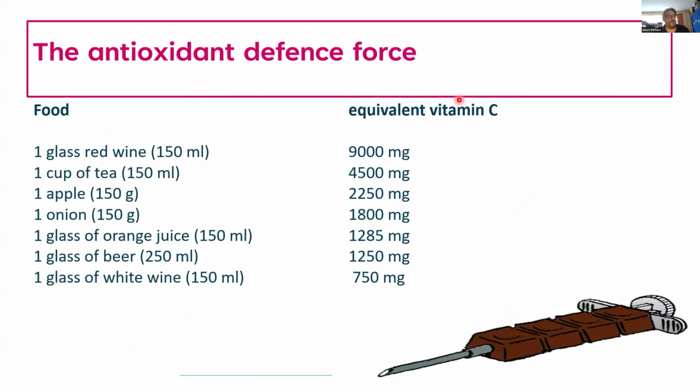And I give you here, very briefly, a number of different things you would like to have during lunch: a glass of red wine, a cup of tea, an apple, an onion, orange juice, beer, or white wine. And then you see what you get in terms of equivalent of vitamin C. Lots of antioxidant components that you eat and drink the whole day long. Even chocolate, I'm Belgian, even chocolate is said to contain a number of good antioxidants, if you eat the very dark version, of course.